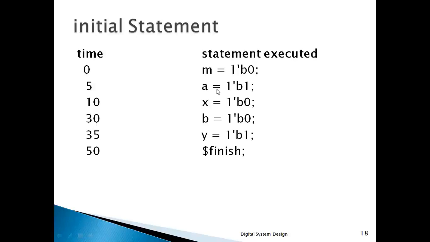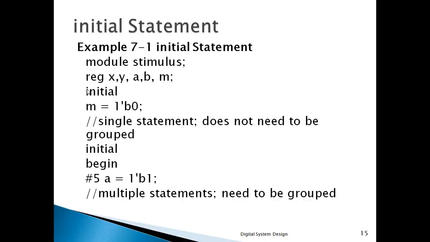A will be assigned binary 1 at 5 time units. Let's see from the code. Here you see that a 5 time unit delay is used to assign the value to A. This 5 time delay is used, and at 5 time units A is assigned this value.